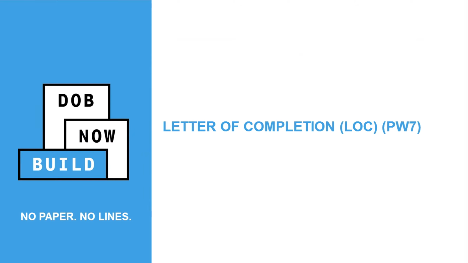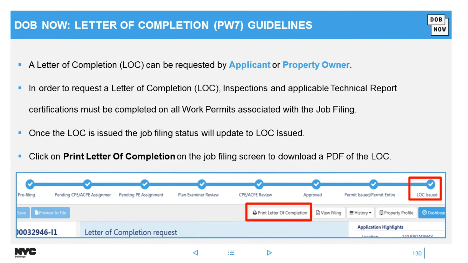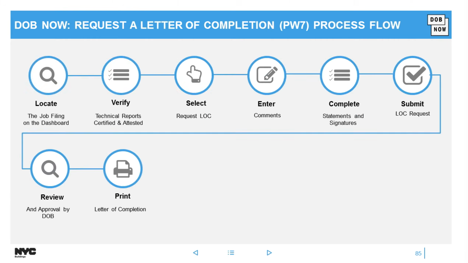LOC. Once your status has changed to LOC, you'd see a print letter of completion out there. And you could also do this from out on the dashboard as well, and from in the public portal. So as I go onto the public portal next, I will show you how you can view all of these.